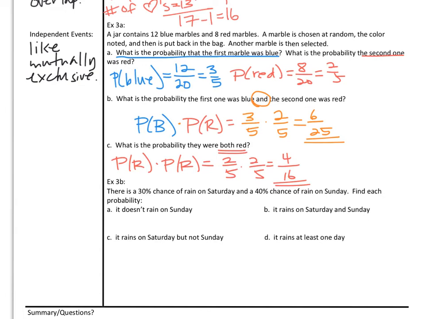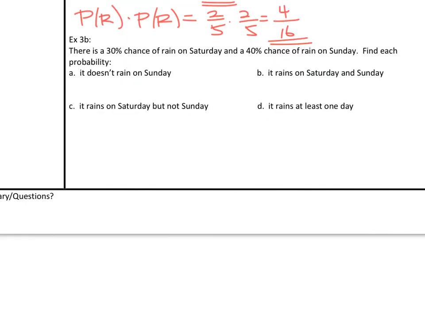All right, one last example just kind of ties everything together. There is a 30% chance of rain on Saturday and a 40% chance of rain on Sunday. Find each probability. What is the probability that it doesn't rain on Sunday? Well, if there is a 40% chance it will rain, the highest percent total would be 100. So the probability that it doesn't rain on Sunday, we would just subtract 40 from 100, and there's a 60% chance, or 60 out of 100, or 3/5, that it would not rain on Sunday.